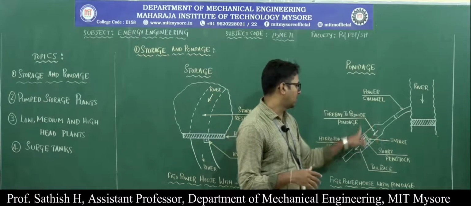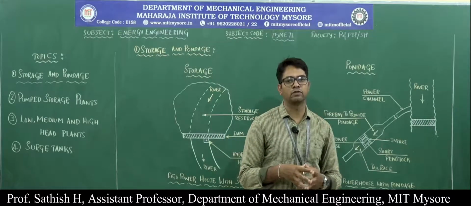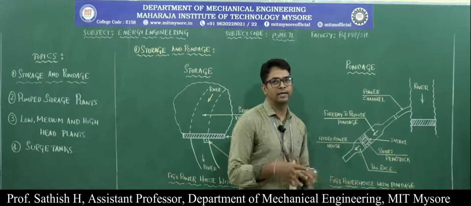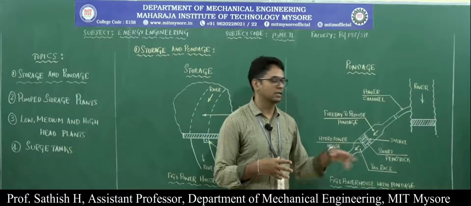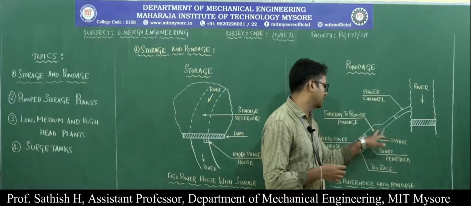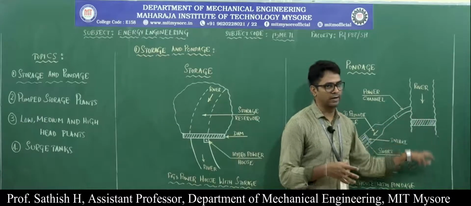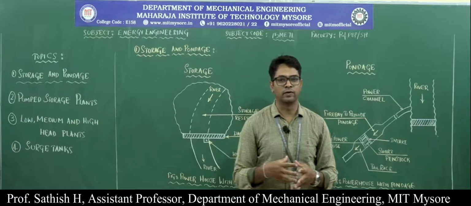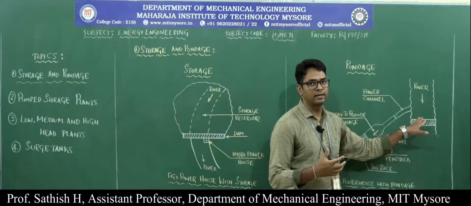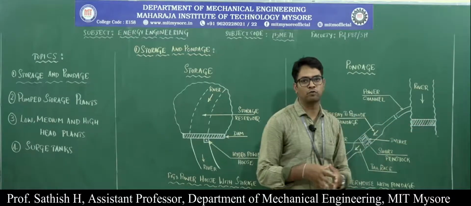So this is the pondage we are speaking about. It stores a considerable amount of water in order to make water available during the summer seasons, or when the water availability in the river is less. What are some of the advantages of this pondage? When there are fluctuations in the river flow. Sometimes the river flow is very high, when there is rain, the river flows full. And sometimes when there is no rain, the river is dry, so there is no flow in the river.